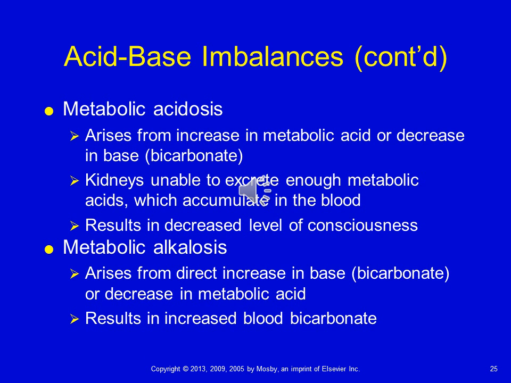Metabolic acidosis occurs from an increase in metabolic acid or a decrease in base or bicarbonate. The kidneys are unable to excrete enough metabolic acids which accumulate in the blood, or bicarb is removed from the body directly as with diarrhea. In either case, the blood bicarb decreases and the pH falls. With an increase in metabolic acids, blood bicarb decreases because it is used to buffer metabolic acids. Similarly, when patients have conditions that cause the removal of bicarb, the amount of bicarb in the blood decreases.